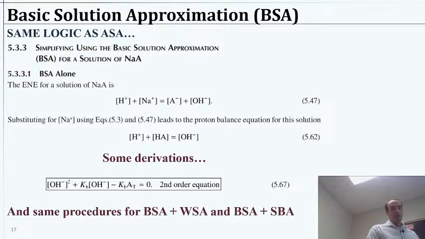We can do the BSA alone, and as we learned from the acidic condition, sometimes that's the only thing we can apply. So here, it's just the inverse, right? We're going to say that H plus goes to approximately 0, and so we can then derive an equation where we are solving for OH minus, and if we have nothing else, then we end up with this guy down here.